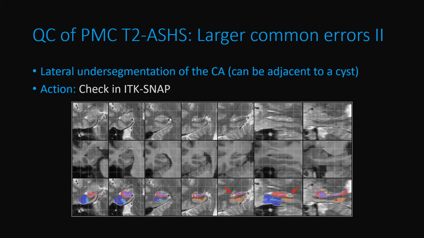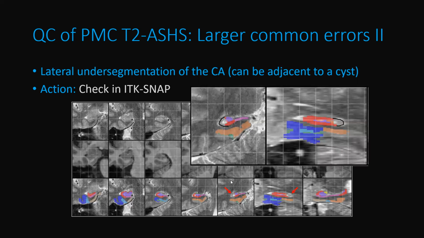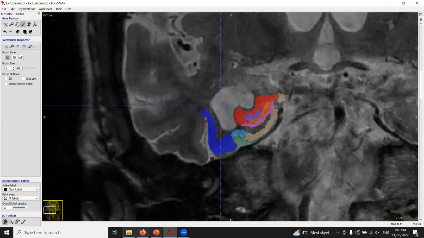So then the second common error, and we also saw this again in T1-ASHS, is the lateral undersegmentation of CA. And sometimes this is adjacent to a cyst, and I indicated them with the red arrows here. But I also show here a zoom in where the black line indicates where the border should have been. So I will show you this one now in ITK-SNAP.